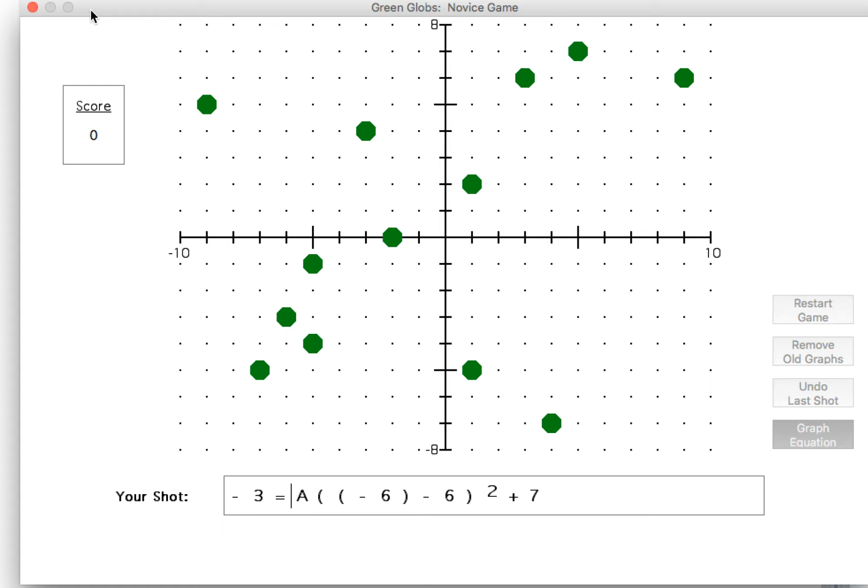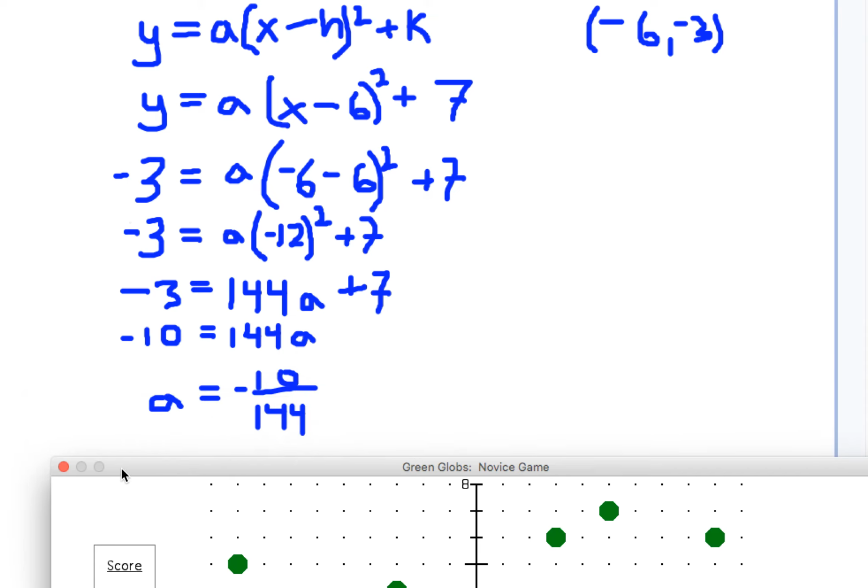All right, so I am able to pause this and come back. Here I am. I've done some of the math. You'll notice up here is the point, negative 6, negative 3. I substituted in just like I did before. Negative 6 equals, and then there's the minus 6 for the point I'm plugging in, the minus 6 for shifting the original vertex, and the plus 7. I do the math. I get negative 12. I square that. I get a positive 144.